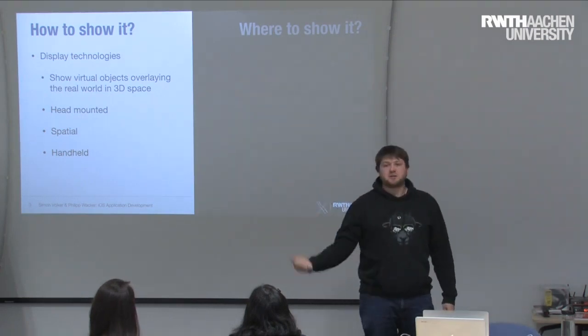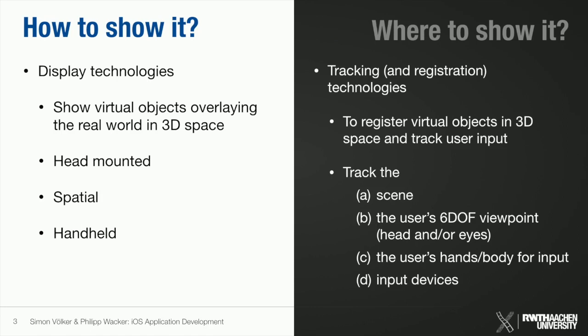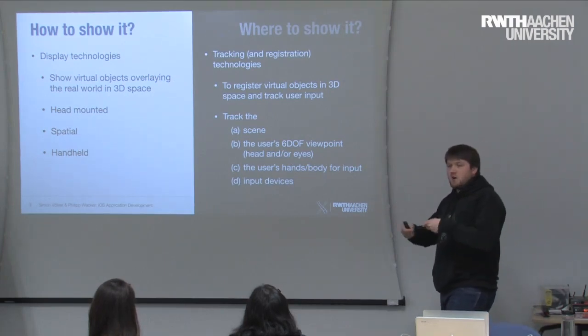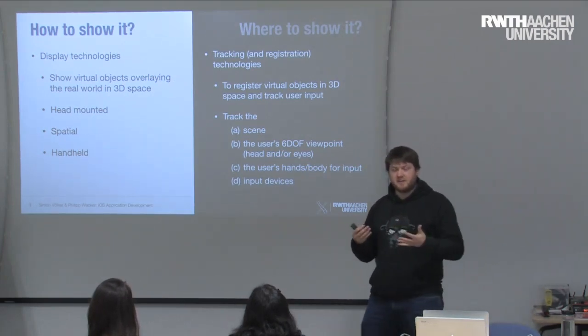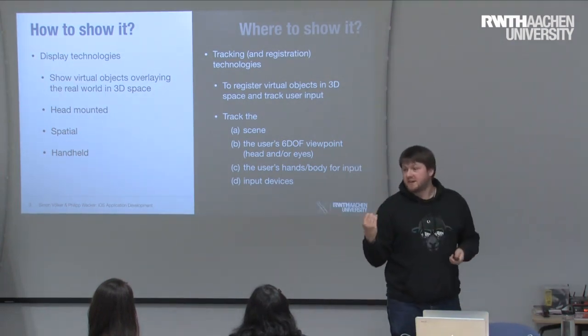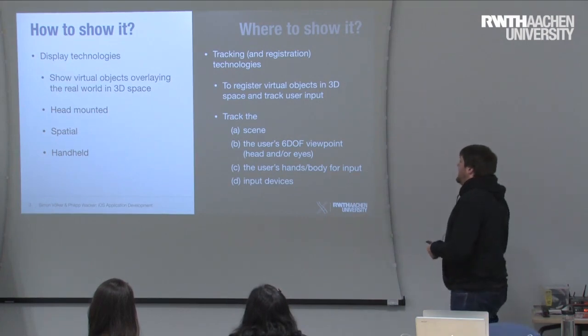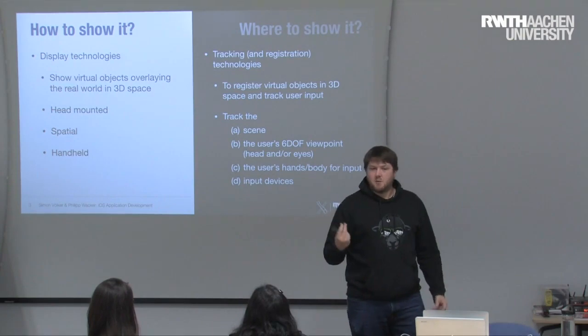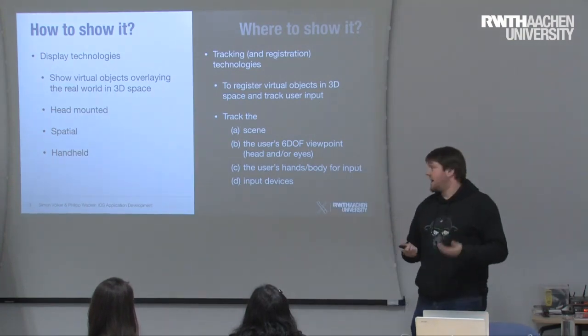The question on where to show the information is a question about the tracking. So what elements in the scene are you able to track? Or how do you figure out where the digital information should be placed? Because if you think of it, if you just have your camera and you look through that, how would the system know where to correctly place digital information so that it seems to be in the real world? And there are a couple of things that need to be tracked if you want to have a believable interaction.